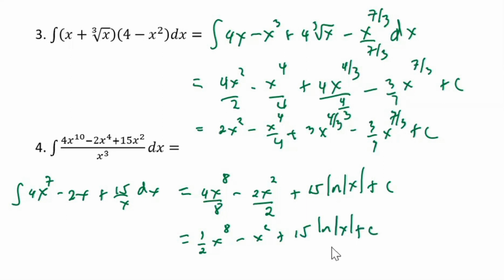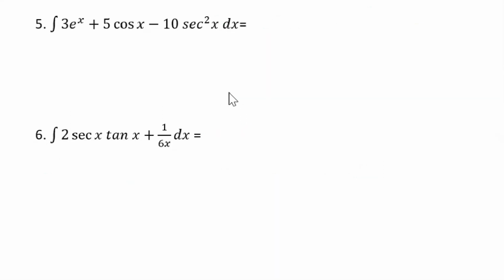Okay, for number 5, the integral of 3e raised to x plus 5 cosine x minus 10 secant squared x dx. So the first term will give us 3e raised to x plus the integral of 5 cosine x, which is 5 sine x, and the integral of negative 10 secant squared x dx will give us negative 10 of tangent x plus a constant.